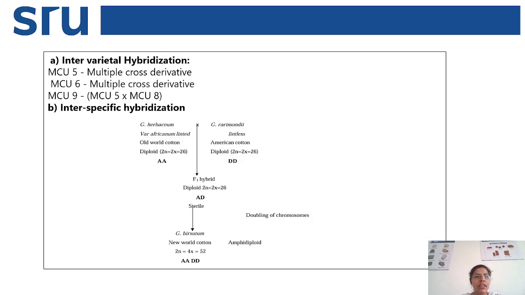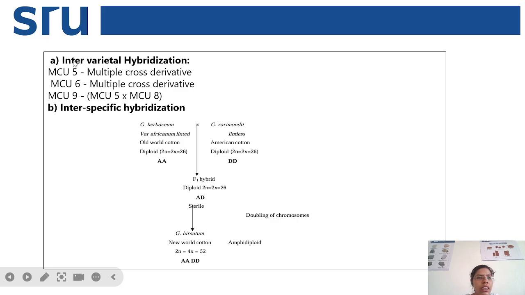Here in hybridization, we have two different types. The first one is intervarietal hybridization, and the second one is interspecific hybridization. Intervarietal hybridization is nothing but a crossing between two different varieties. And next is interspecific hybridization. Interspecific hybridization is nothing but a crossing or mating between two different species.